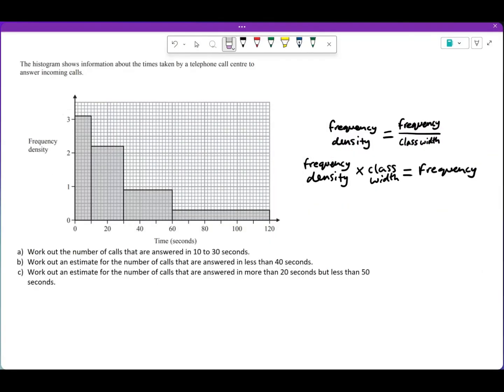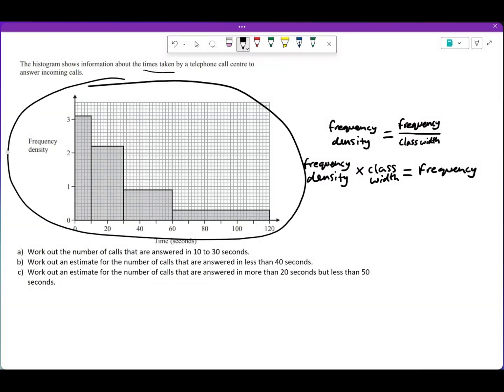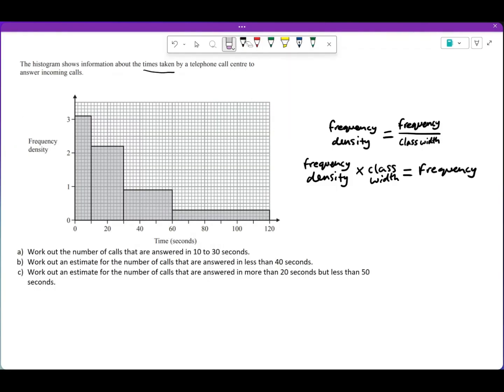So we're now going to use a histogram to estimate frequencies. It says the histogram shows information about the times taken by a telephone call center to answer incoming calls. So we've got the complete histogram here, and you can see the frequency density scale is written there, so we don't need to go and find that. Now let's look at our question. It says work out the number of calls that are answered in 10 to 30 seconds. When it says number of calls, that essentially means the frequency. They want us to calculate the frequency for 10 to 30 seconds.